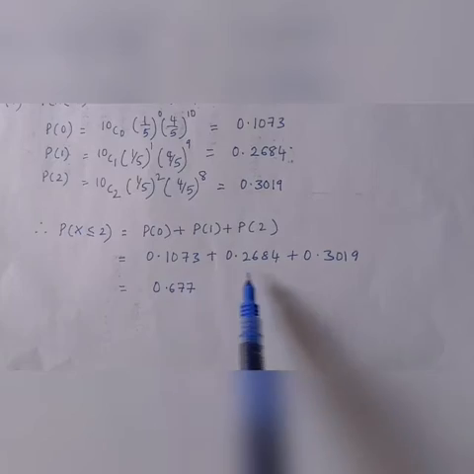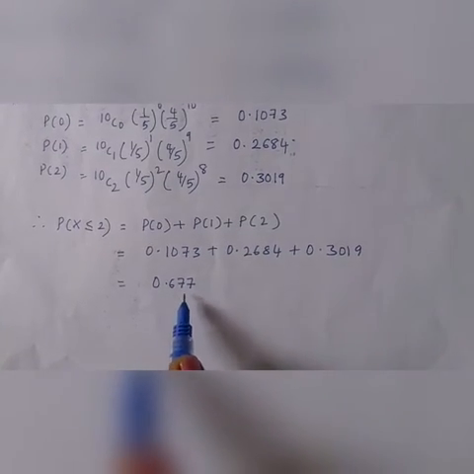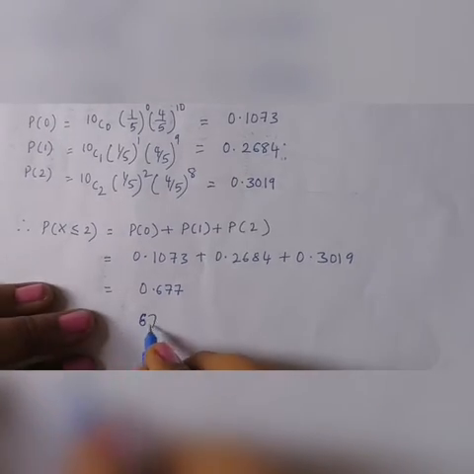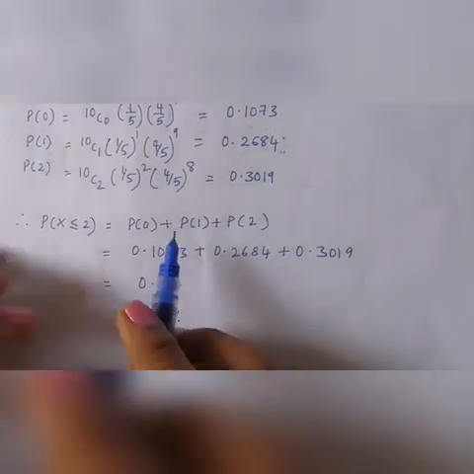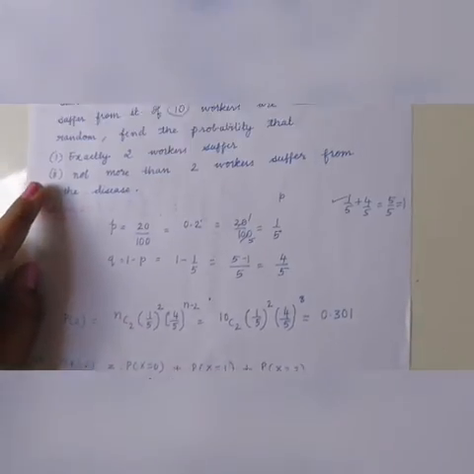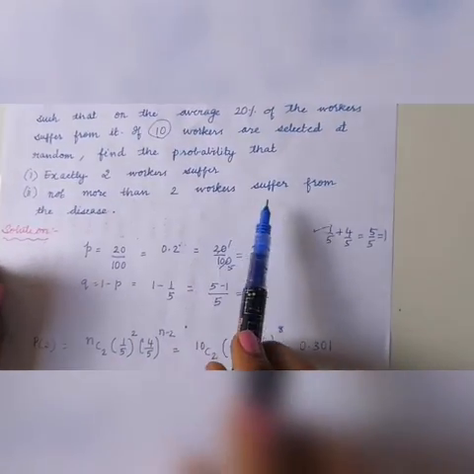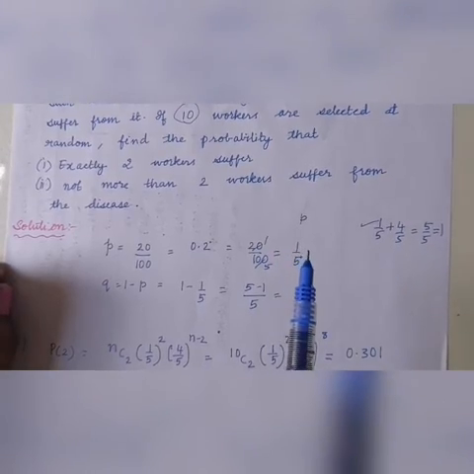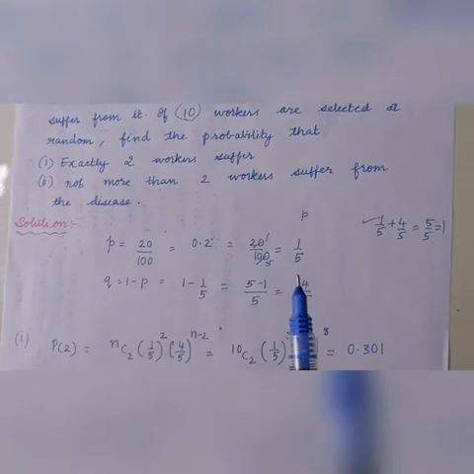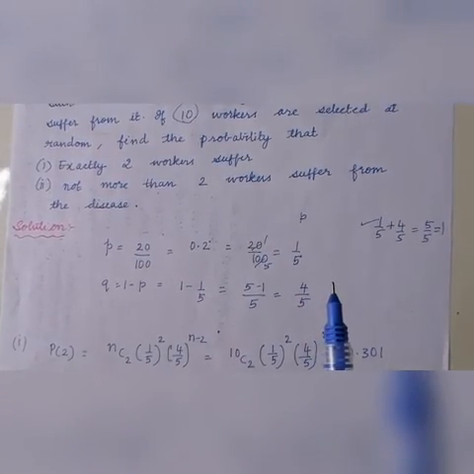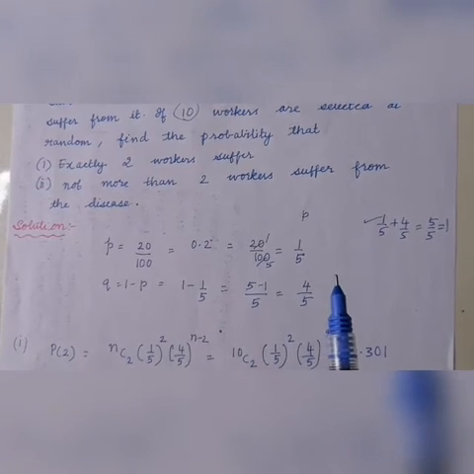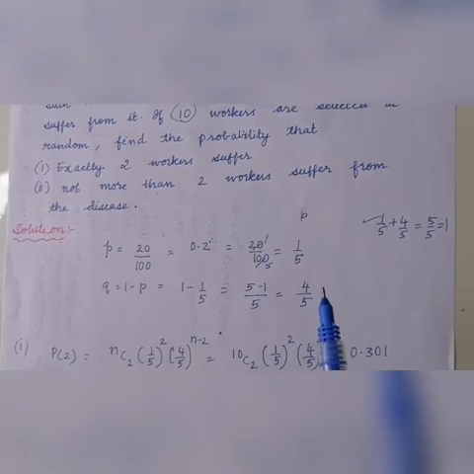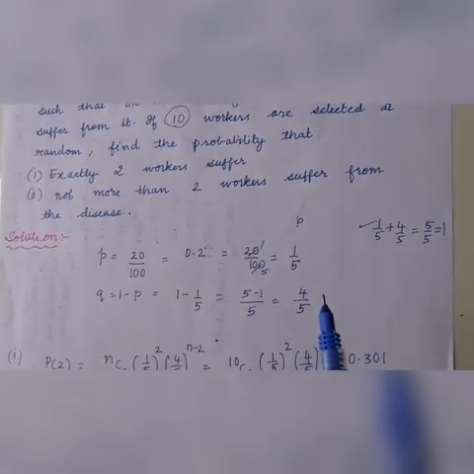So when you add all these values, you get 0.677, which is 67.7%. So the probability that not more than 2 workers suffer from the disease is 67.7%. So this is how we use the binomial distribution to calculate problems where there are only 2 outcomes, one is success and the other one is failure.